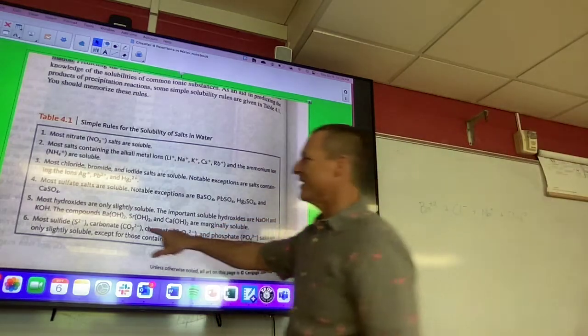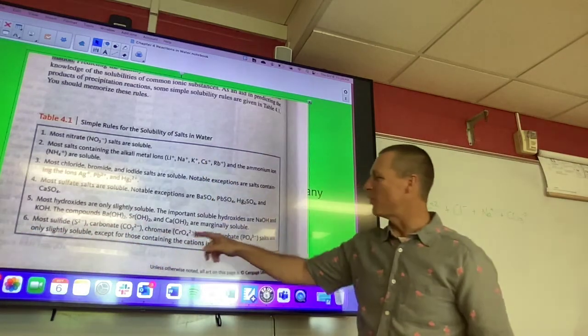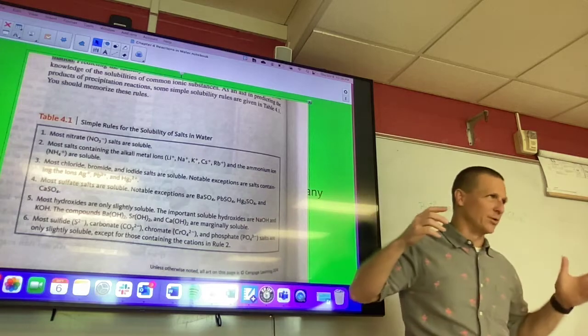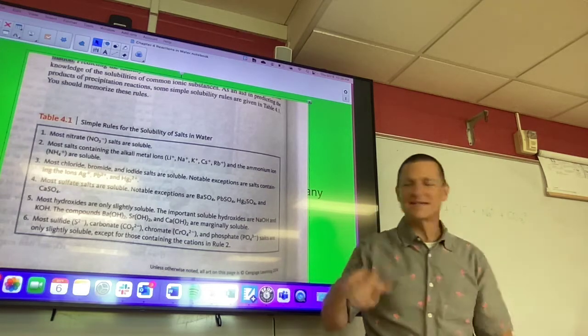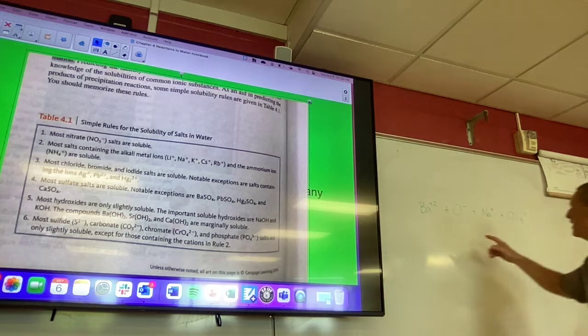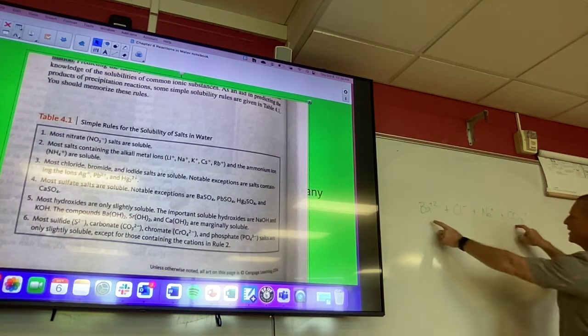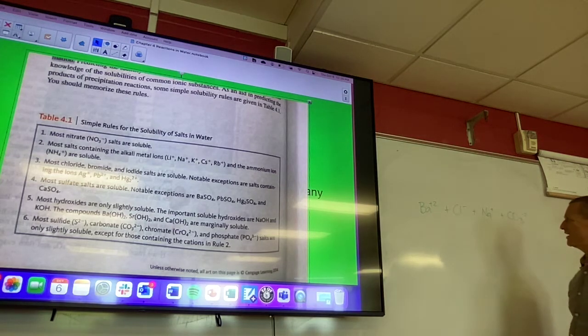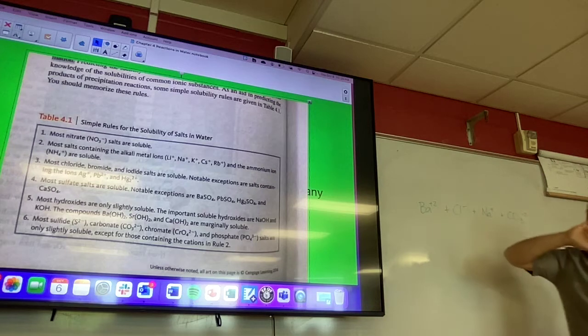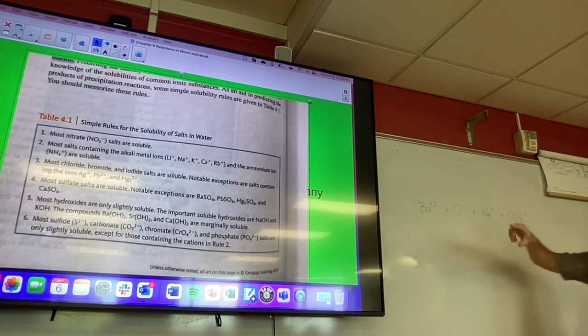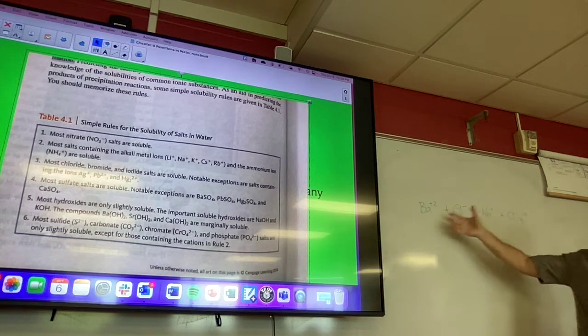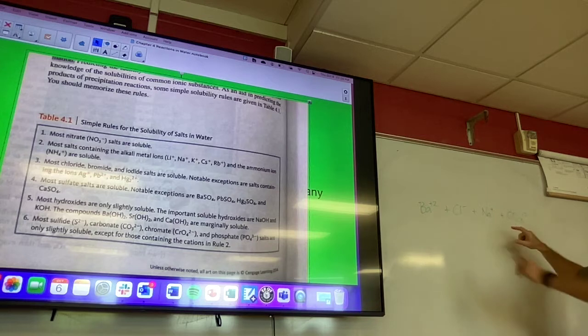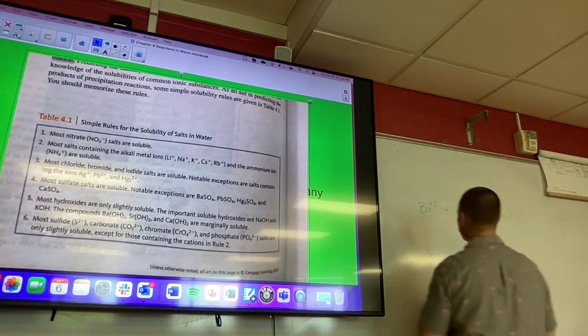Look at number 6 down here. Sulfides, carbonates, chromates, and phosphates are generally insoluble with everything except for the group 1 ions. So yeah, that is right. It's barium ion and carbonate ion are going to make a precipitate. The sodium is going to be soluble with everything. That's rule number 2. Chloride is soluble with almost everything. That's rule number 3. There's 3 exceptions to the chlorine solubility, and none of them are up here. So yeah, it's going to be the barium and the carbonate.